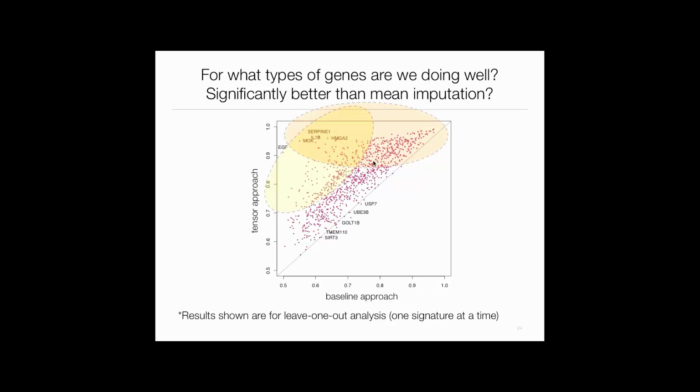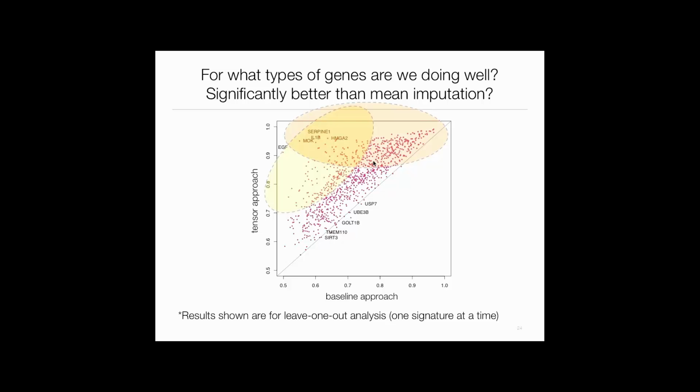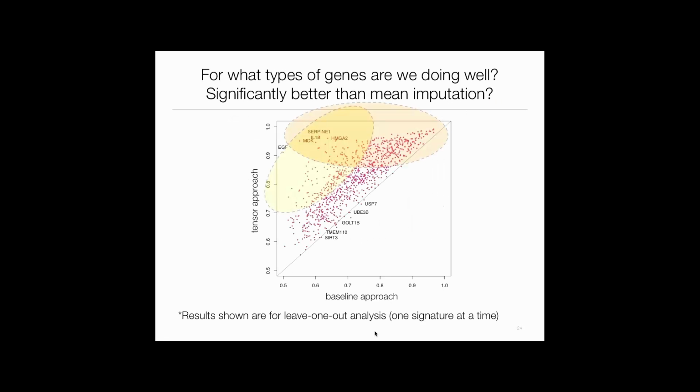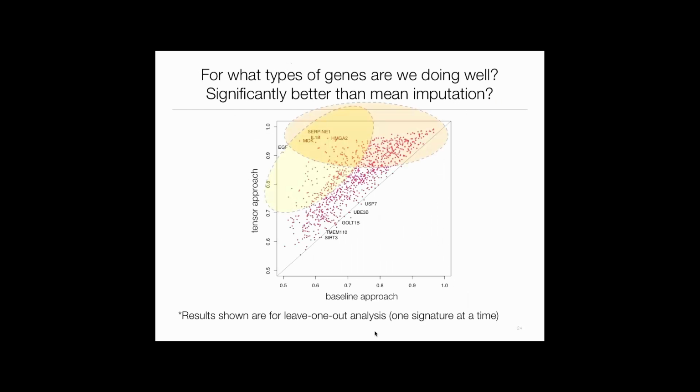So I'll continue to show you some of the GO biological process enrichments that I obtained for these gene sets. And so the first thing that you notice is that the top enrichments that I'm showing, this entire yellow set, are the enrichments for the genes for which the tensor does better than the baseline, and the 2 orange gene sets correspond to just genes that the tensor approach does well on in general.